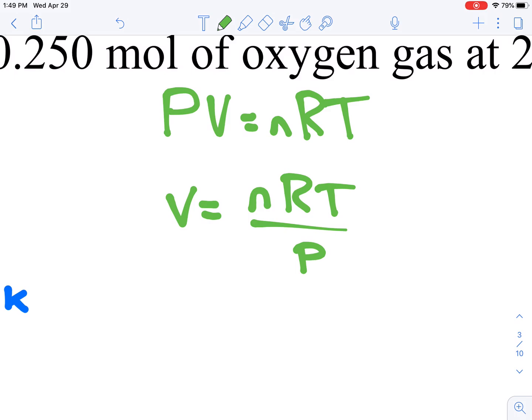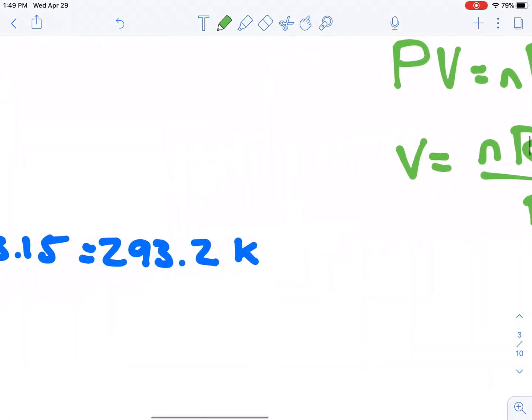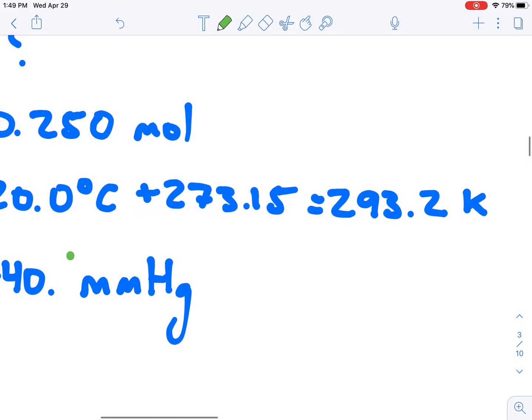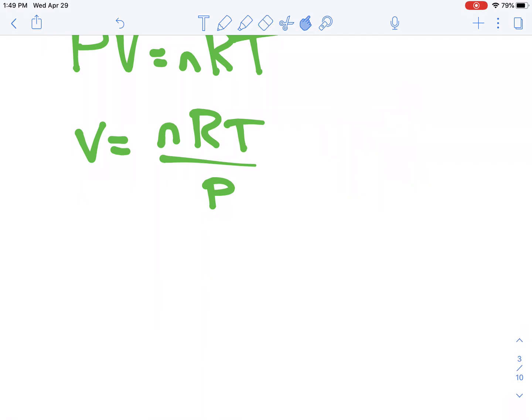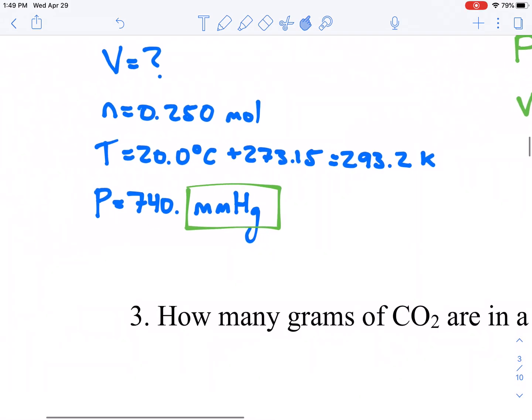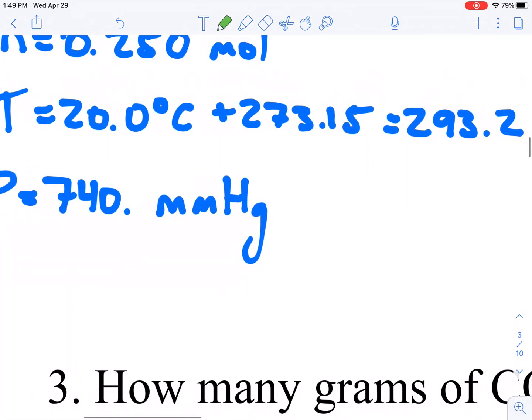But if you plug in, remember R has units right here. R has units of liters times atmospheres over moles times Kelvin, right? The pressure that we've been given is in mmHg. So mmHg and the atmospheres in the R value that we have are not going to cancel. So we have some choices. Let's first try the more roundabout way. Let's convert this pressure that's currently in mmHg into atmospheres so that we can use it, right?